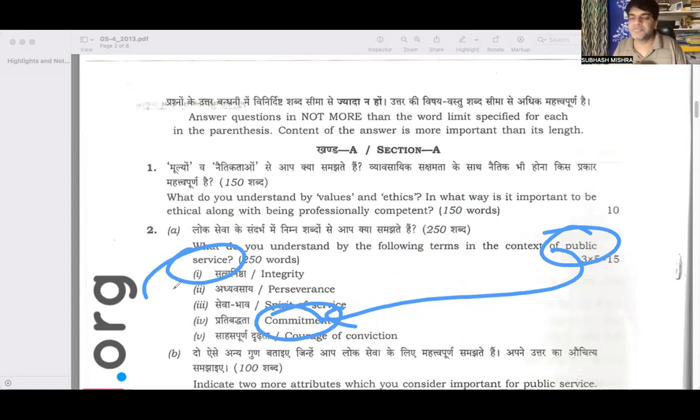How can commitment be defined? Committed means you are not seeing anything else. You are seeing that one goal, that is public service. So that goal orientation, that job orientation, that public centeredness, citizen centricity, that information centricity, the commitment to seva uttam, the quality of service, quality management, all these things are showing the commitment from your side.